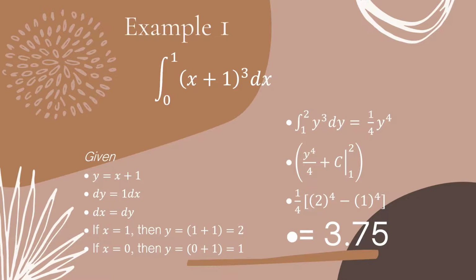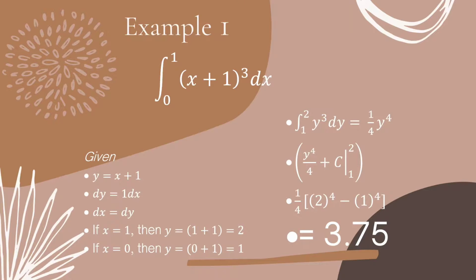So kunin naman natin is transform boundaries. So if x equals 1, then y is 1 plus 1, which is equals to 2. So isa namang interval is if x equals 0, then y is 0 plus 1 is equals to 1. So i-plug lang natin yung bago nating boundaries, then ilagay natin dun sa equation.